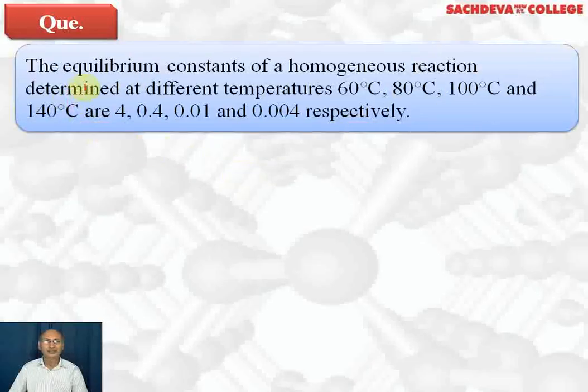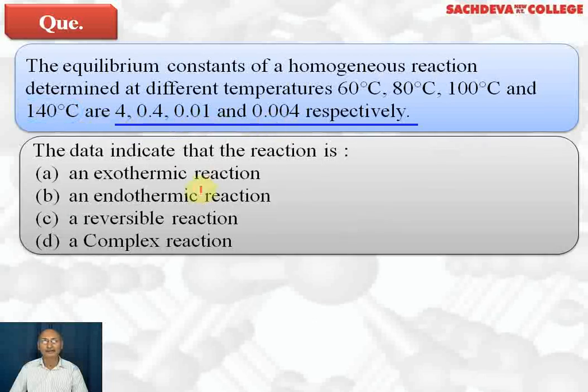Next question: the equilibrium constants of a homogeneous reaction determined at different temperatures, 60 degrees centigrade, 80 degrees centigrade, 100 degrees centigrade and 140 degrees centigrade, are 4, 0.4, 0.01 and 0.004 respectively. The data indicates an exothermic reaction, endothermic reaction, reversible reaction, or a complex reaction.